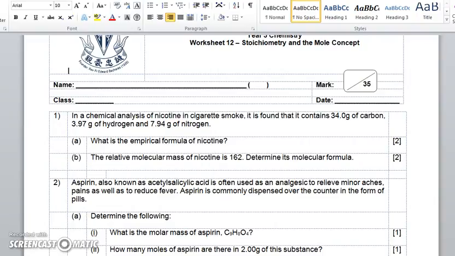I'll just be attempting to go through a few key questions in this mole concept worksheet. As I go through, please try the other questions on your own.